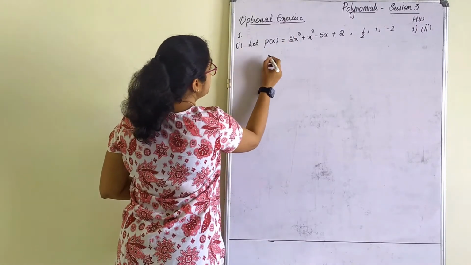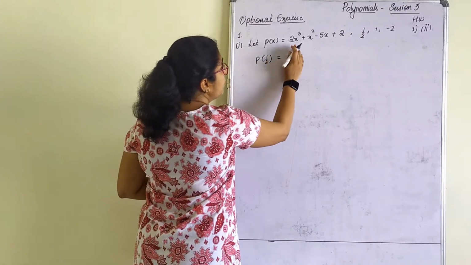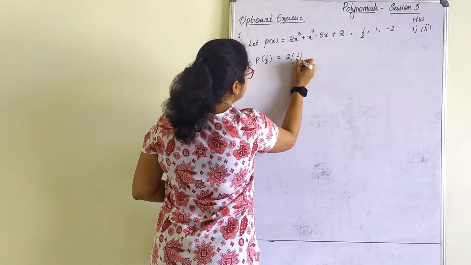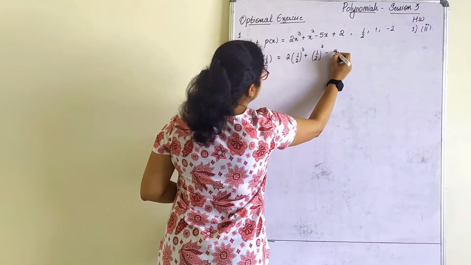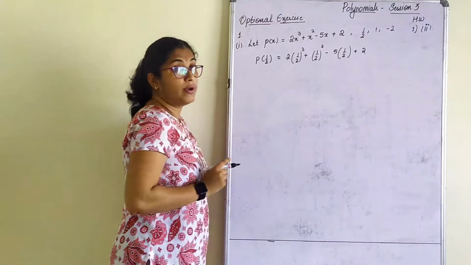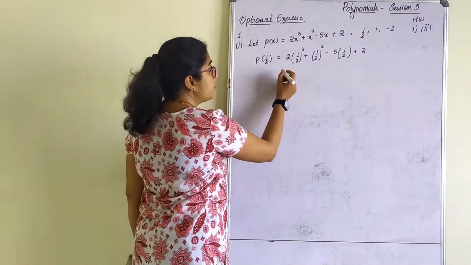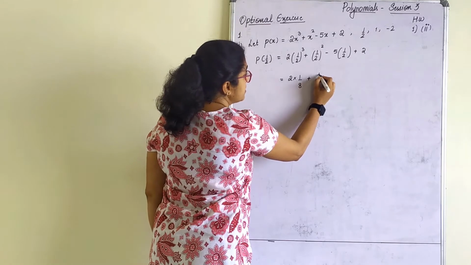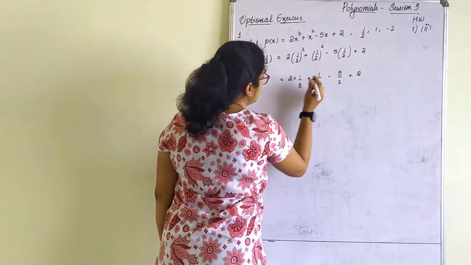Let's do for the first part. P of half, if I substitute, what will I get? Wherever x is there, go on substituting half. 2 into half whole cube plus half whole square minus 5 of half plus 2. Please do not cancel 2 and 2 because it is an exponent, cube is there. Simplify the cube and then only you can cancel. 2 into, 2 cube is 8, plus 2 square is 4, minus 5 by 2 plus 2.